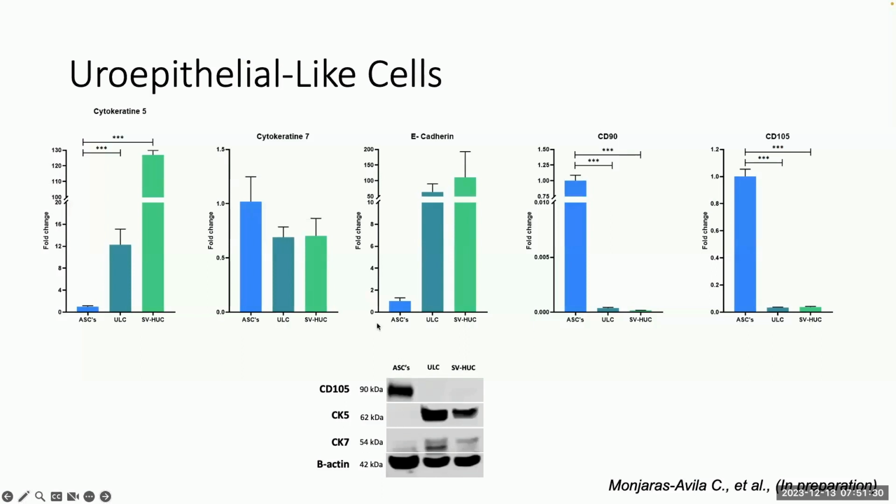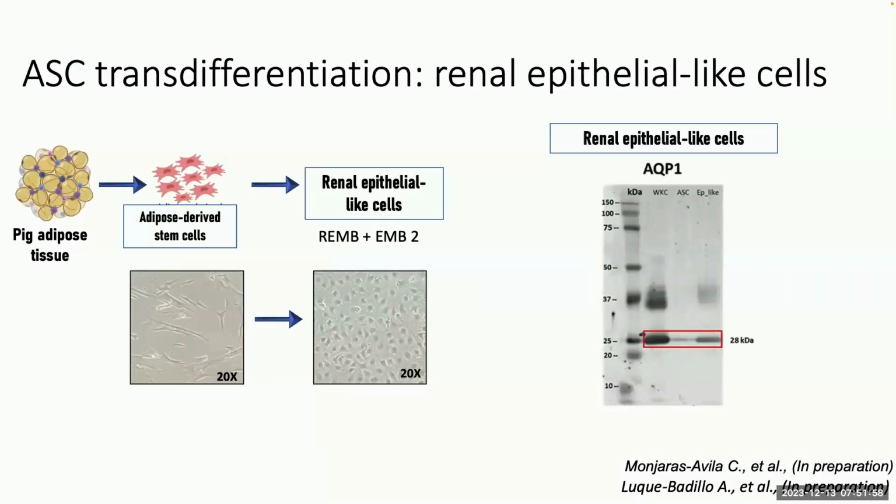So that's good, because we know that sometimes genes are upregulated, but the protein is not necessarily expressed. These are the controls, where we see that adipose-derived stem cells still have their CD90 and CD105, which are specific to adipose-derived stem cells, and that the urothelial-like cells and the SB don't express them. The same was done for kidney.